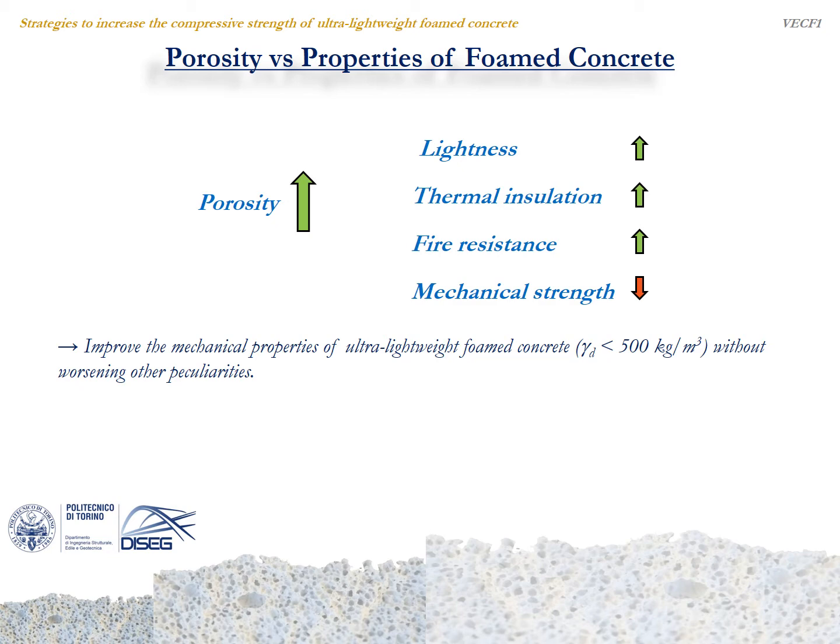All this has led many researchers to concentrate their efforts to determine ways to improve the mechanical properties of ultra-lightweight foamed concrete, with a targeted density lower than 500 kg per cubic meter, without worsening the lightness. This contribution fits into this field of research and presents some strategies to improve the compressive strength of ultra-lightweight foamed concrete.